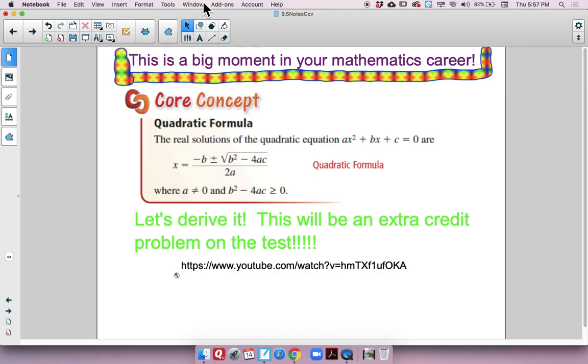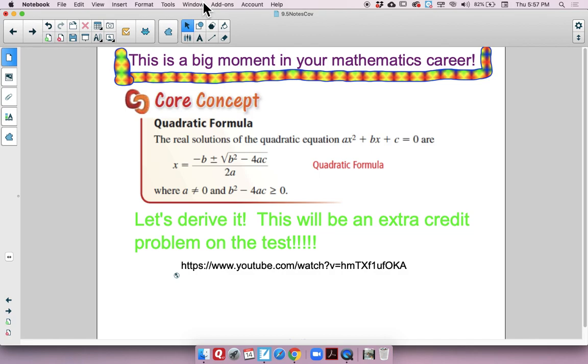Okay, so the quadratic formula. The real solutions of the quadratic equation, ax squared plus bx plus c equals 0, so notice standard form, are x equals negative b plus or minus the square root of b squared minus 4ac all over 2a.